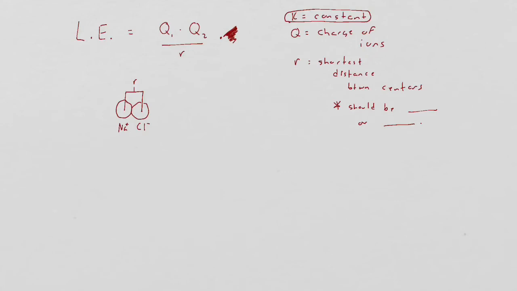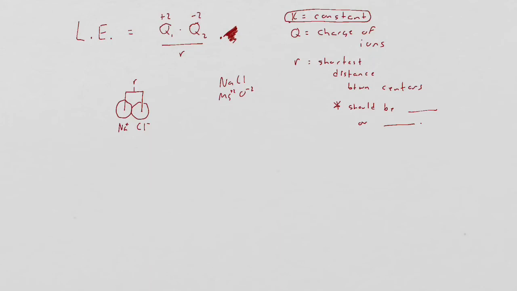Now, Q1 and Q2 are the charges of the ions, and they're always whole numbers, so they could be +1 and -1 if this was like NaCl. If it was like Mg and O, then instead of a +1, it'd be a +2 and a -2, because that's the charges on the ions in this ionic crystal. Now, again, I don't think you're ever going to get this formula in the AP exam or ever have to use it.